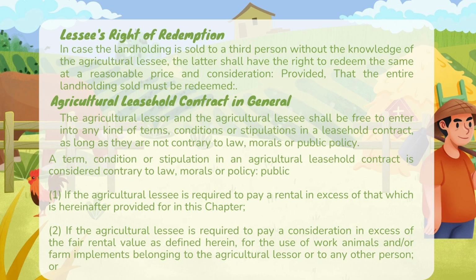Next is agricultural leasehold contract in general. The agricultural lessor and the agricultural lessee shall be free to enter into any kinds of term, conditions, or stipulations in a leasehold contract, as long as they are not contrary to law, morals, or public policy.